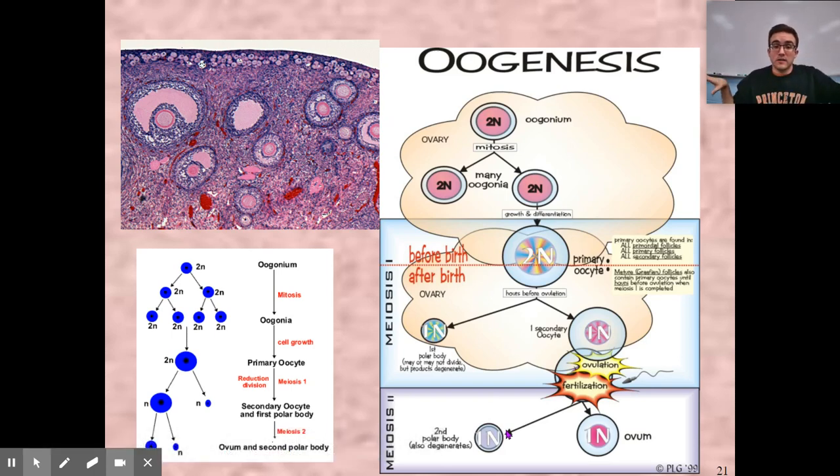So that's it for meiosis. I know it's a lot, but if you think about it in comparison to mitosis, and just think about the homologous pairs separating out, it'll be fine. If you have questions, let me know.